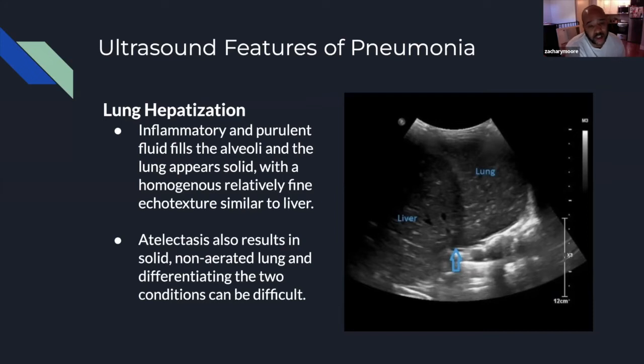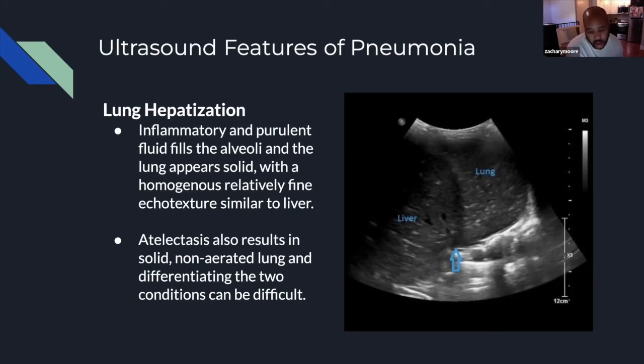However, atelectasis also results in a solid, non-aerated lung, and sometimes differentiating between the two can be difficult. But what you can use to identify that is air bronchograms, which I'll discuss later. But you have to take into consideration that in pneumonia, the volume of the lung remains unchanged, or actually increases, with air spaces filled with inflammatory liquid. While in atelectasis, the alveoli are collapsed rather than fluid filled, so the lung volume may be reduced.